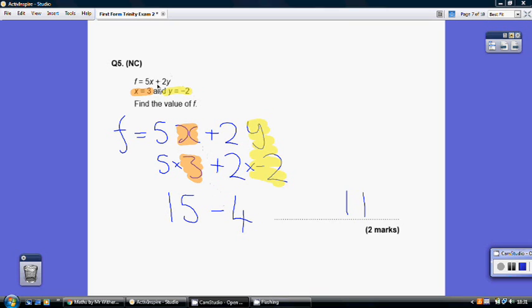Quite often we look upon this as being like a happy number and a sad number. So a happy number, a positive, times a sad number, a negative, gives you a sad answer, so -4. So we've got 15 minus 4, which means 15 take away 4. 15 take away 4 is 11.